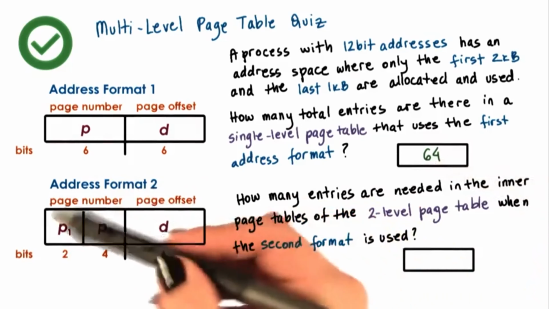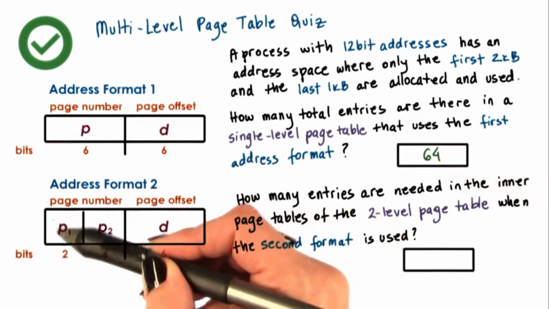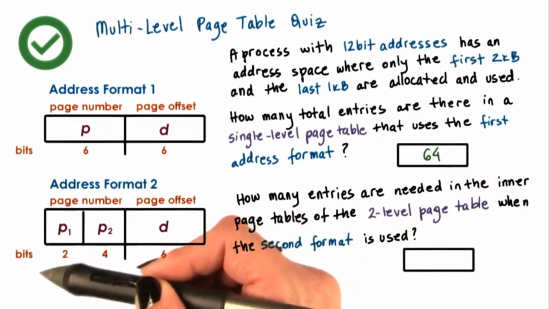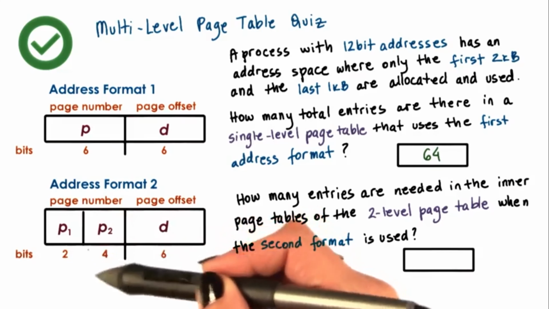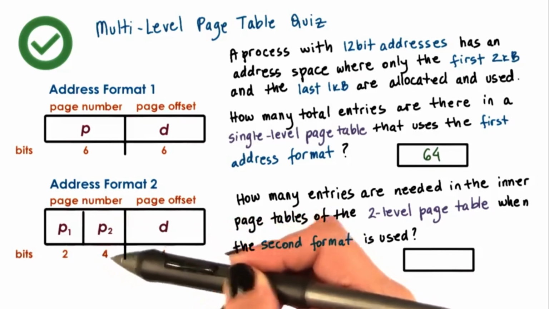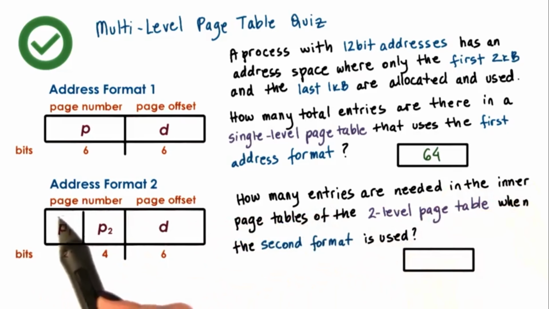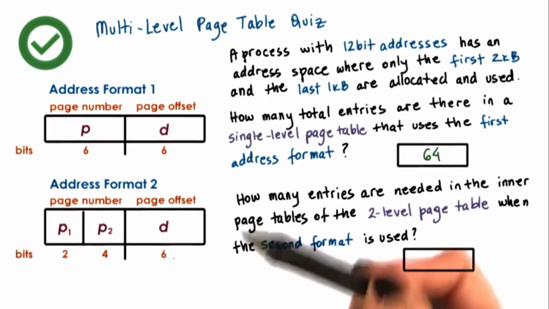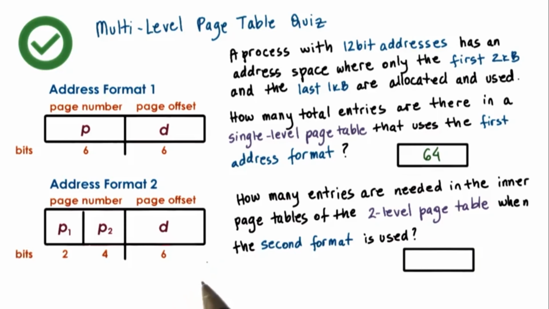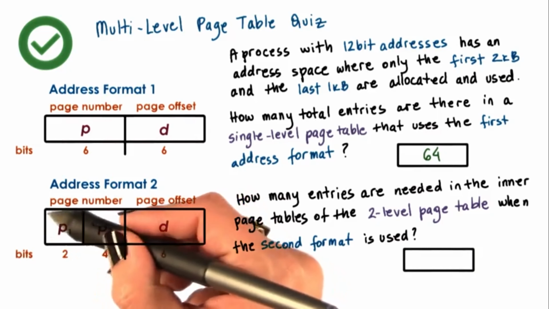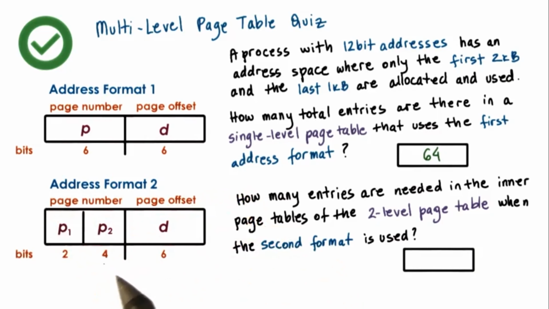In the second address format, the first 2 bits are used as an index into the outer page table, so the page table directory, and the inner 4 bits are used as an index into the inner page tables. If we take a look at this address format, these 2 bits, so the outer page table entries, will address 2 to the 10th, 4 plus 6, virtual addresses from the virtual address space. That means that every single element of the outer page table can be used to hold the translations for 1 kilobyte of the virtual addresses.